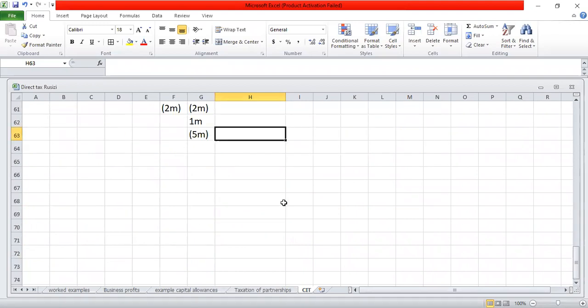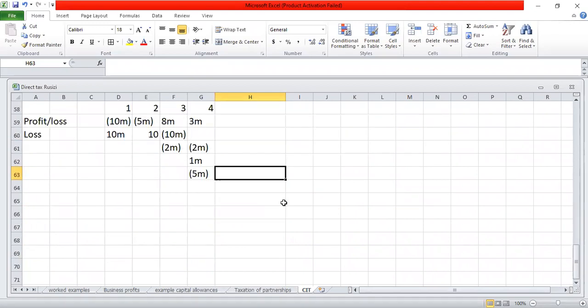What is remaining is now to look at the example on CIT. So we are going to have a break of 15 minutes. After 15 minutes, we are going to look at an example on CIT. And then we can move on.